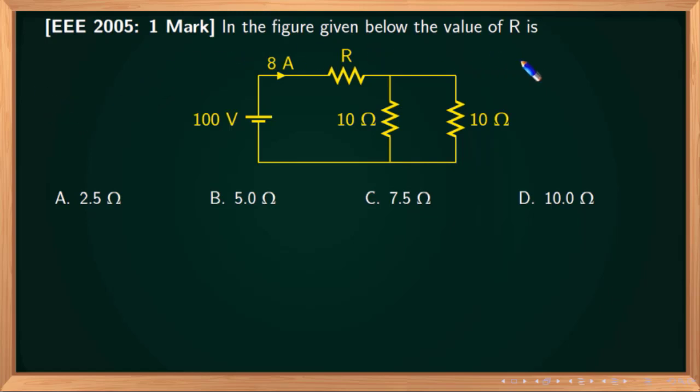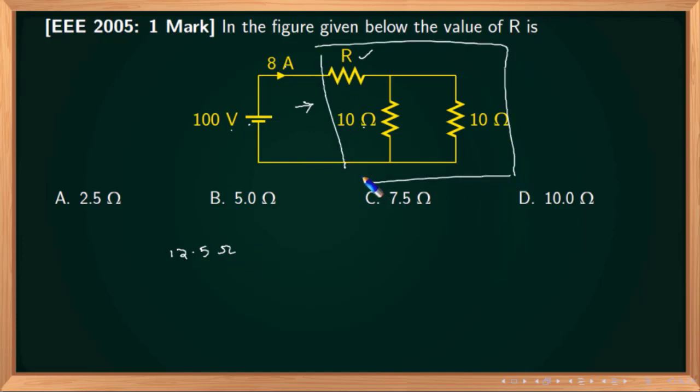In the figure given below, the value of R is, I need to find the value of this particular resistance. This is a 100 volt source. I have 10 in parallel with 10, and this voltage source delivers a current of 8 amperes. So when I see this, I can say that the resistance when I look into this circuit must be 100 divided by 8, which is 12.5 ohms. This means that this equivalent resistance must be 12.5.